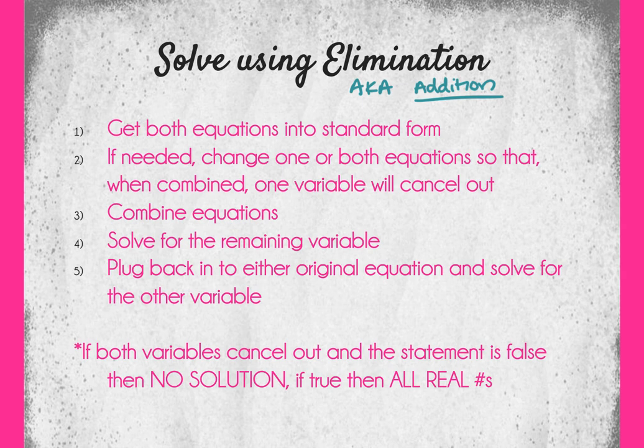Sometimes you don't need to change them. You can just line them up and add and they'll cancel out. Sometimes you do have to change one equation or change both so that one of the variables cancels out. After you do that, when you combine those equations, there'll only be one remaining variable. You'll solve for that one, and just like we did with substitution, you'll plug it back in. You can plug it back into either of the original equations, or into one you altered if that's easier.